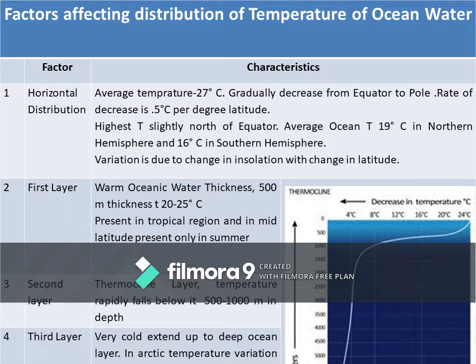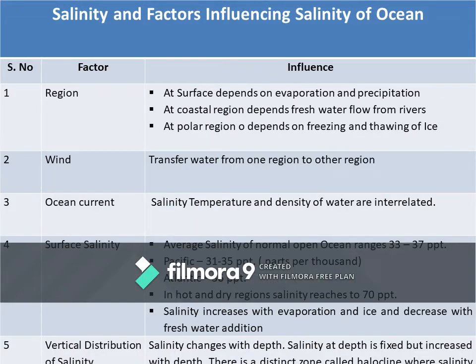We will now discuss the salinity of ocean water. Salinity is expressed in terms of ppt, which is grams of salt in 1000 gram of seawater. The factors that affect ocean salinity are evaporation and precipitation at surface layer of ocean, the flow of fresh water from rivers, and freezing and thawing of ice in the polar regions. Wind and ocean currents also transfer the seawater and affect its salinity.